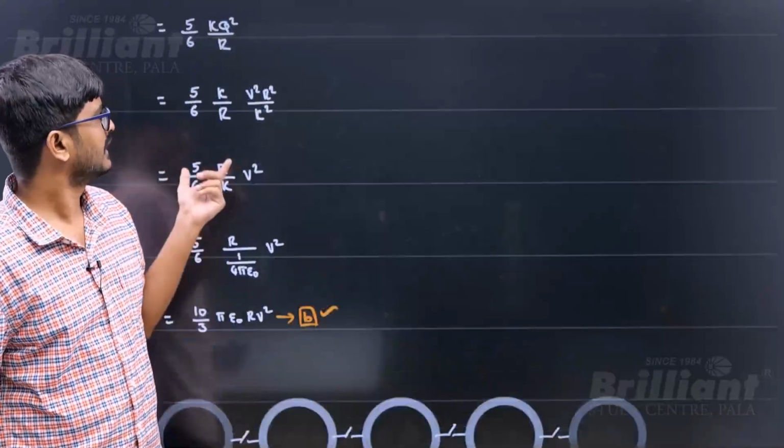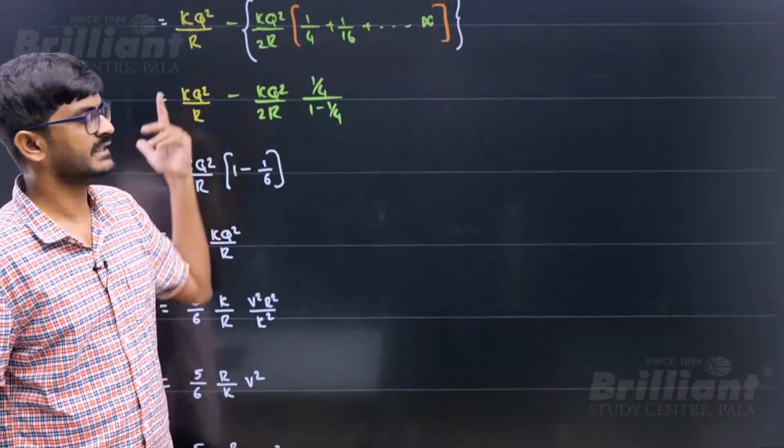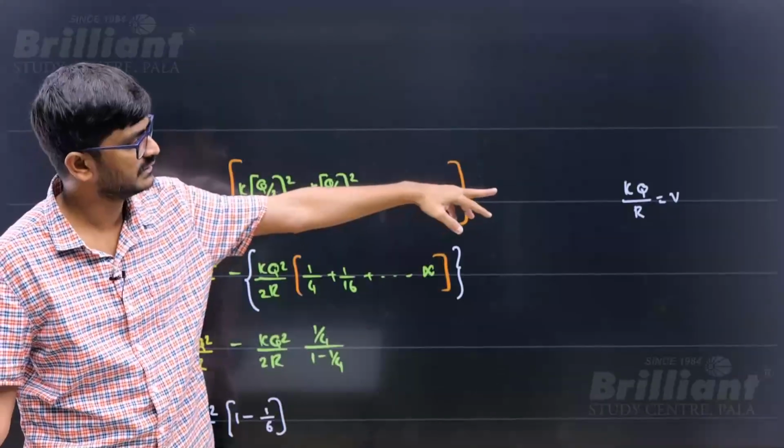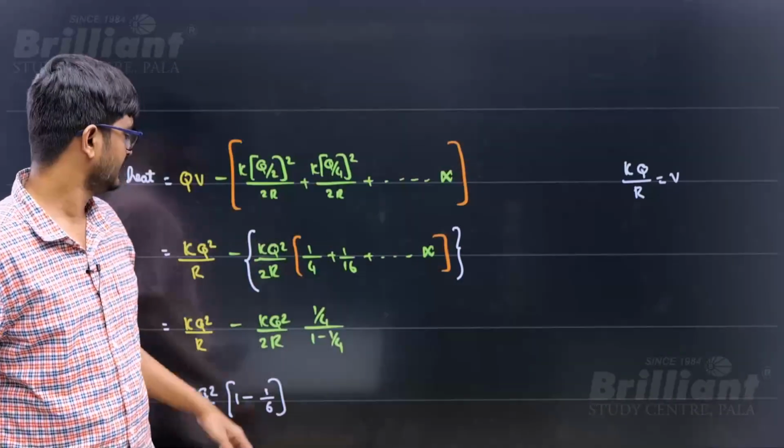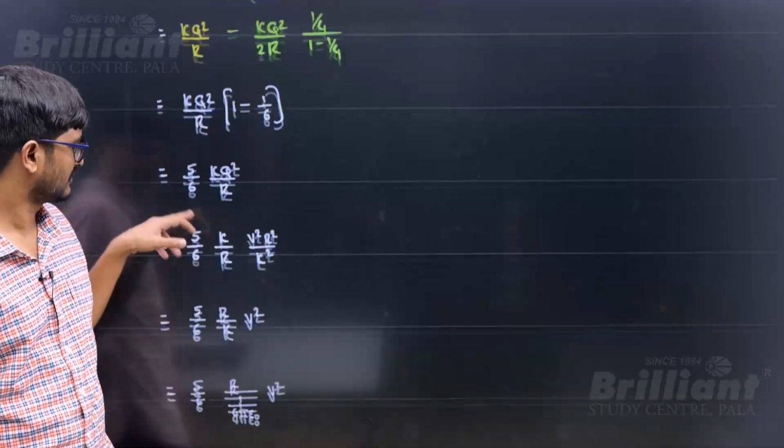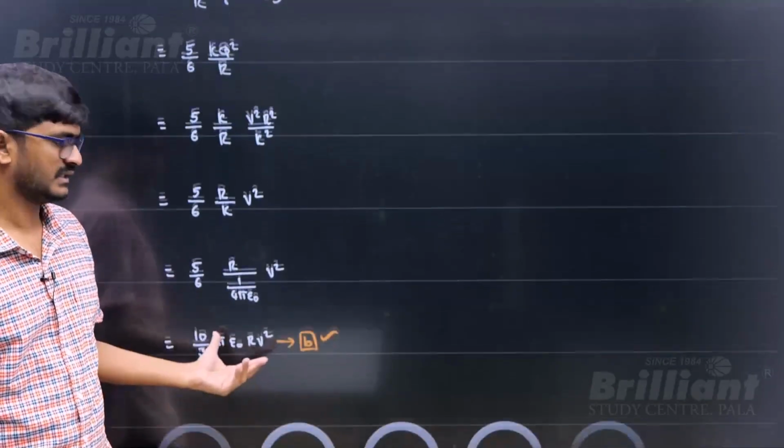heat, right? And here I solved in terms of Q, but we need it in terms of V. So from there Q will be V into R by K. So I just substituted Q as V into R by K. Then you will be ending up with the answer, right?